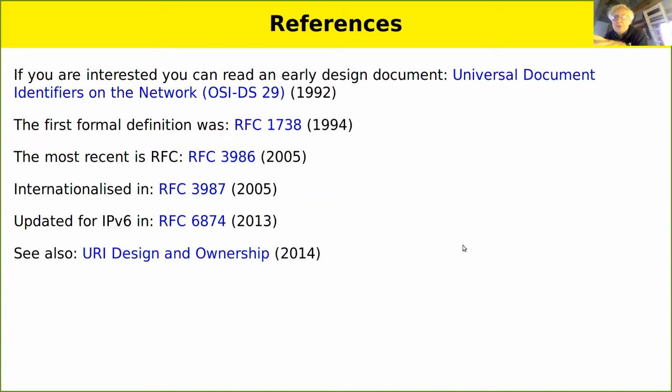Now, if you're interested, these slides are online. Here are links to several documents about early developments of the URL. There's the early design document from 1992, the first formal definition of URLs in 1994, the most recent definition, 2005, with some updates, internationalizing it, allowing more characters to be used, and an update for IP version 6. There's also a document there, interesting information about designing new URIs.